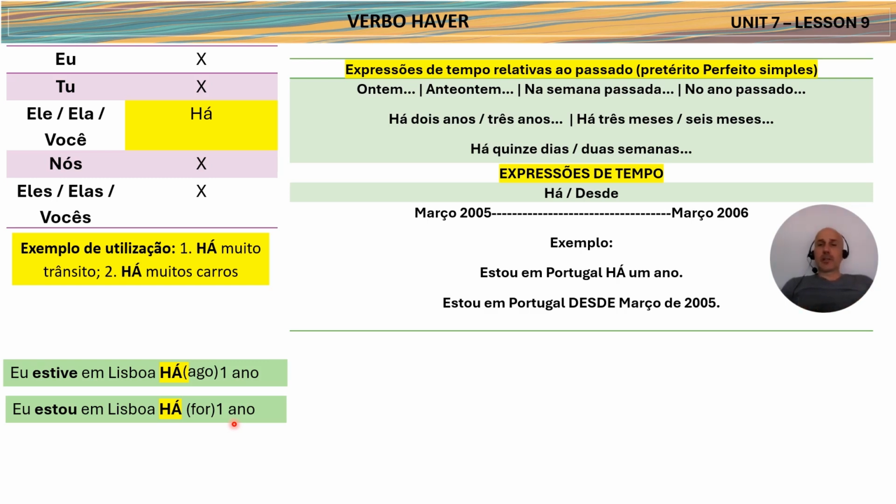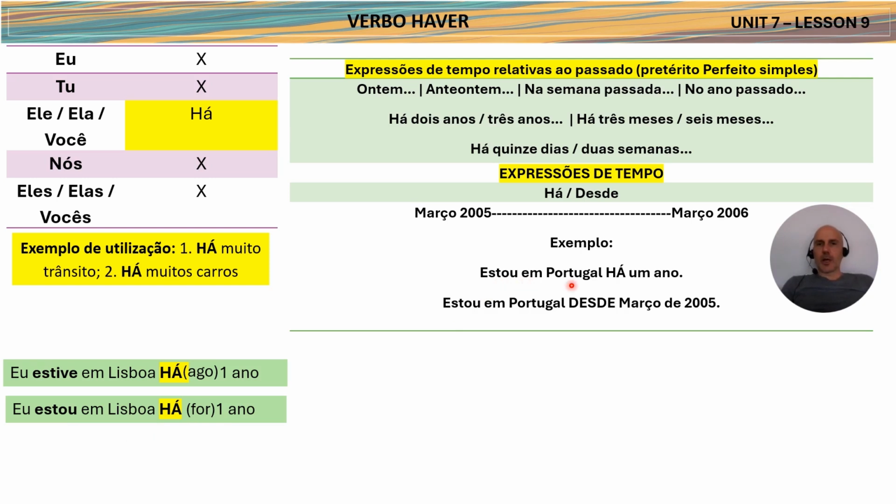So the right translation for this sentence is I have been in Lisbon for 1 year, or I have lived in Lisbon for 1 year, which is pretty much the same thing in English, okay? So what I'm trying to say to you is that if you notice that we're using há as a time expression, and in that same sentence you can see a verb in the present tense, you will translate this há as for, okay? I'm going to show another example.